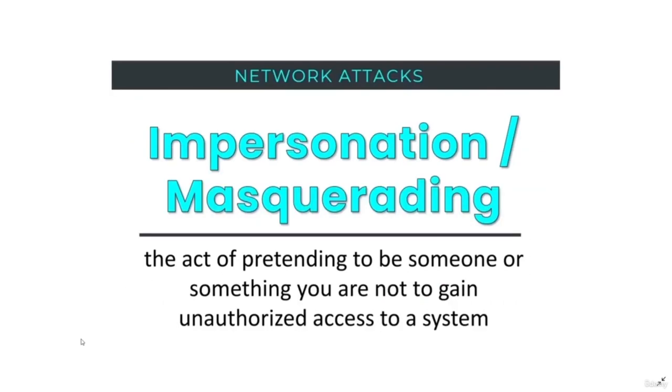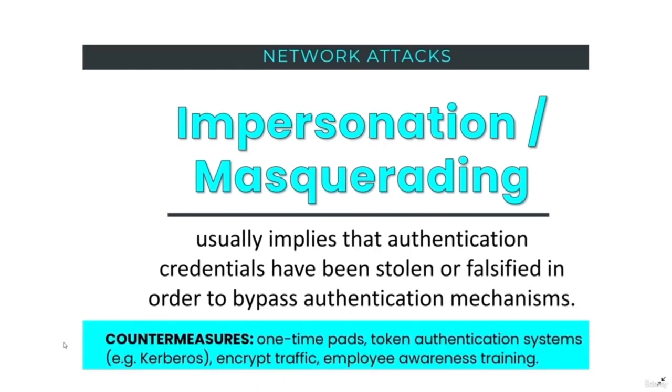Another type of network attack is impersonation or masquerading. This is the act of pretending to be someone or something you are not to gain unauthorized access to a network or system. Impersonation attacks also usually imply that authentication credentials have been stolen or falsified in order to bypass authentication mechanisms.